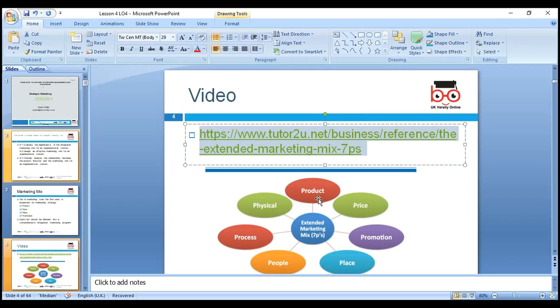Product is part of the marketing mix under the 7 P's. The initial concept was the 4 P's: product, price, promotion, and place. Now we have the extended 7 P's. A lot of new researchers say we don't need to focus on the 4 P's, we have to focus on the 7 P's. The 7 P's concept adds place, people.